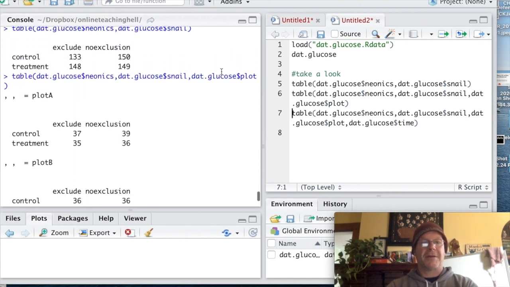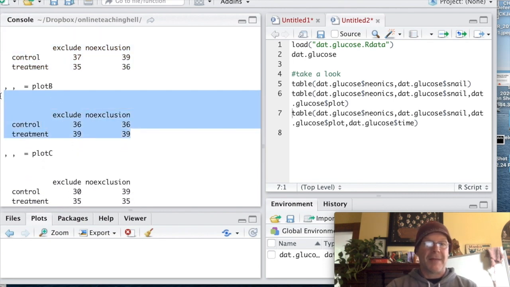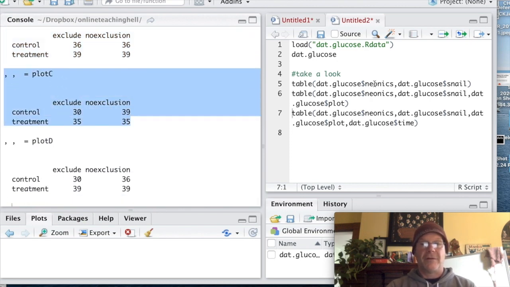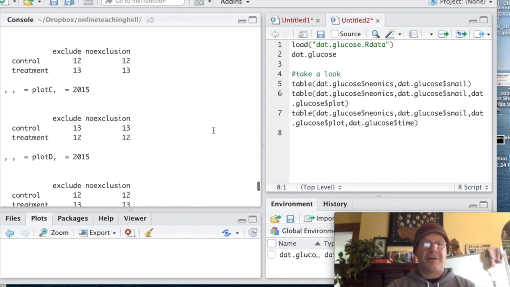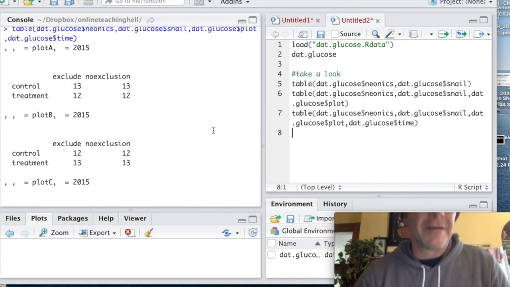And so here's the replication across plots. So in total, in plot A, that's the level of replication that we have. In plot B, that's the level of replication we have, so on and so forth. And then I can also add in here the time component. So let's go ahead and add the time component. Now we're getting down to the finest grain that we can get with these particular data.